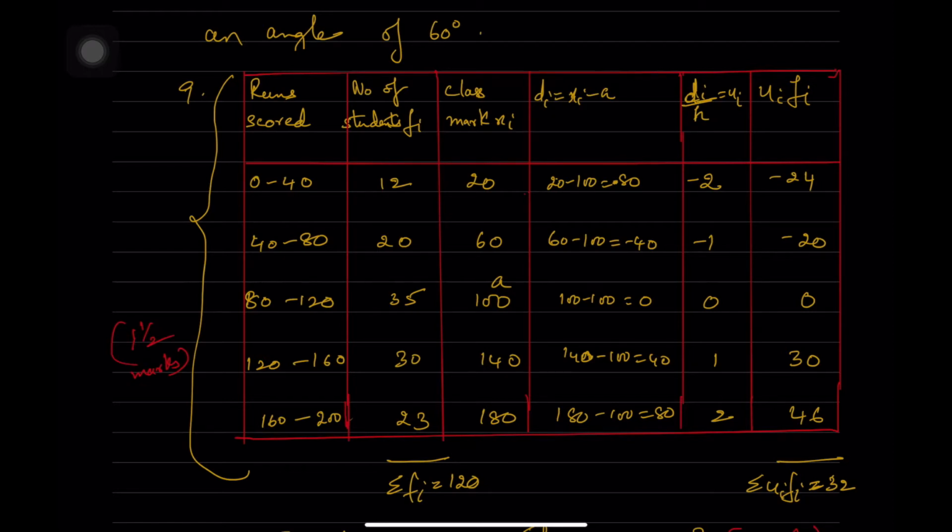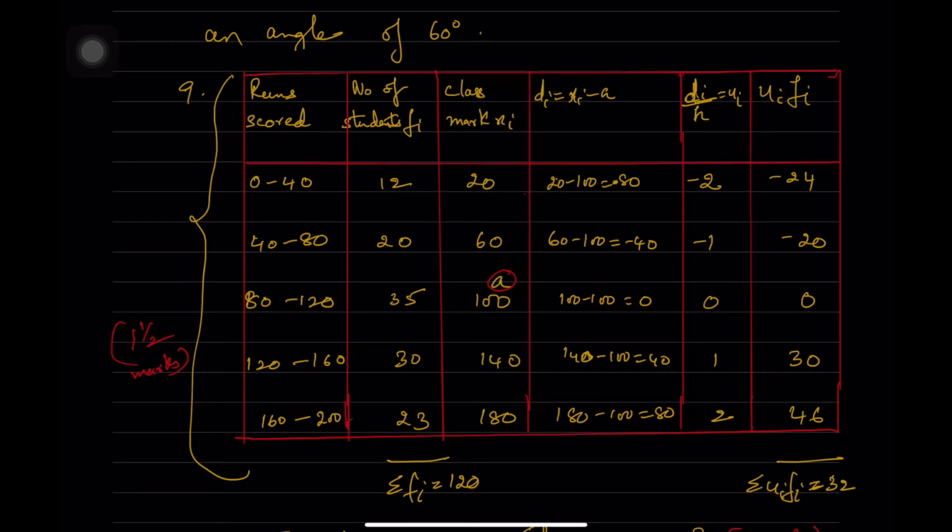Now what is di? You have one value called the assumed mean. The assumed mean is some value you can take from the middle of this column of 5 values given over here. So you can take the middle value, that is the third value. You can take 100 as the assumed mean, where A is called the assumed mean. So now xi minus A: xi is here 20. 20 minus 100 is minus 80. 60 minus 100 is minus 40. 100 minus 100 is 0. 140 minus 100 is 40. 180 minus 100 is 80.